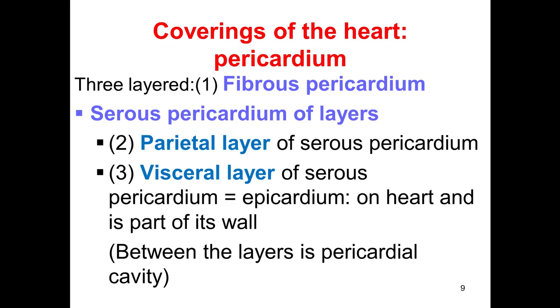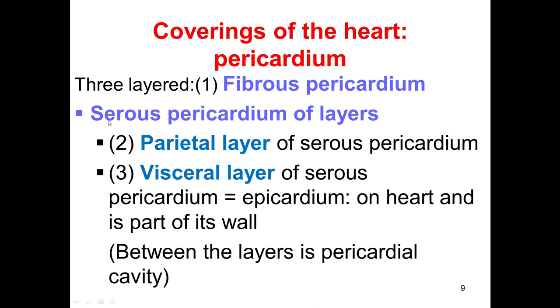Let's study about the coverings of the heart. The covering of the heart is known as the pericardium, and it is a three-layered structure. The first is the fibrous pericardium, then the serous pericardium, fibrous and serous. These are the two main layers.